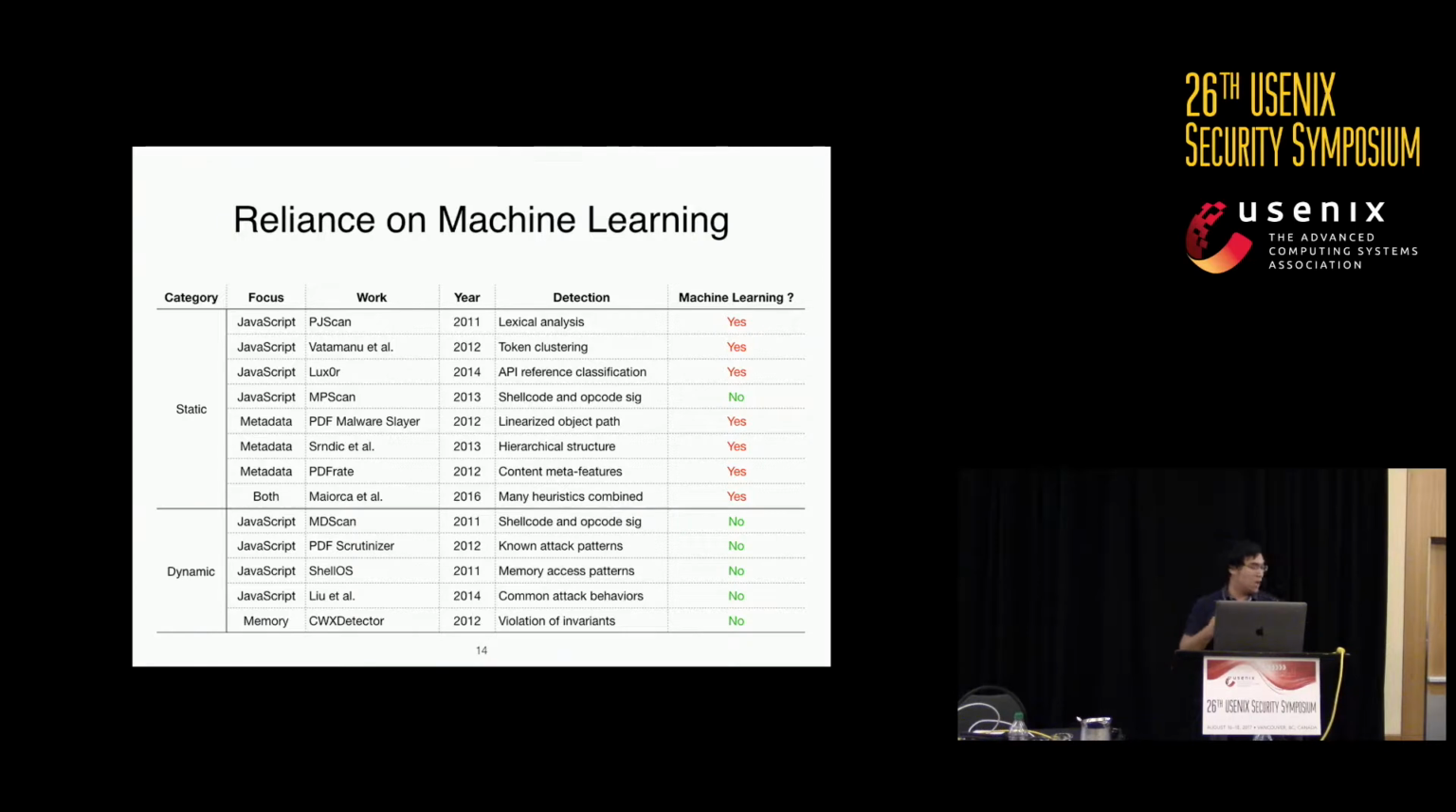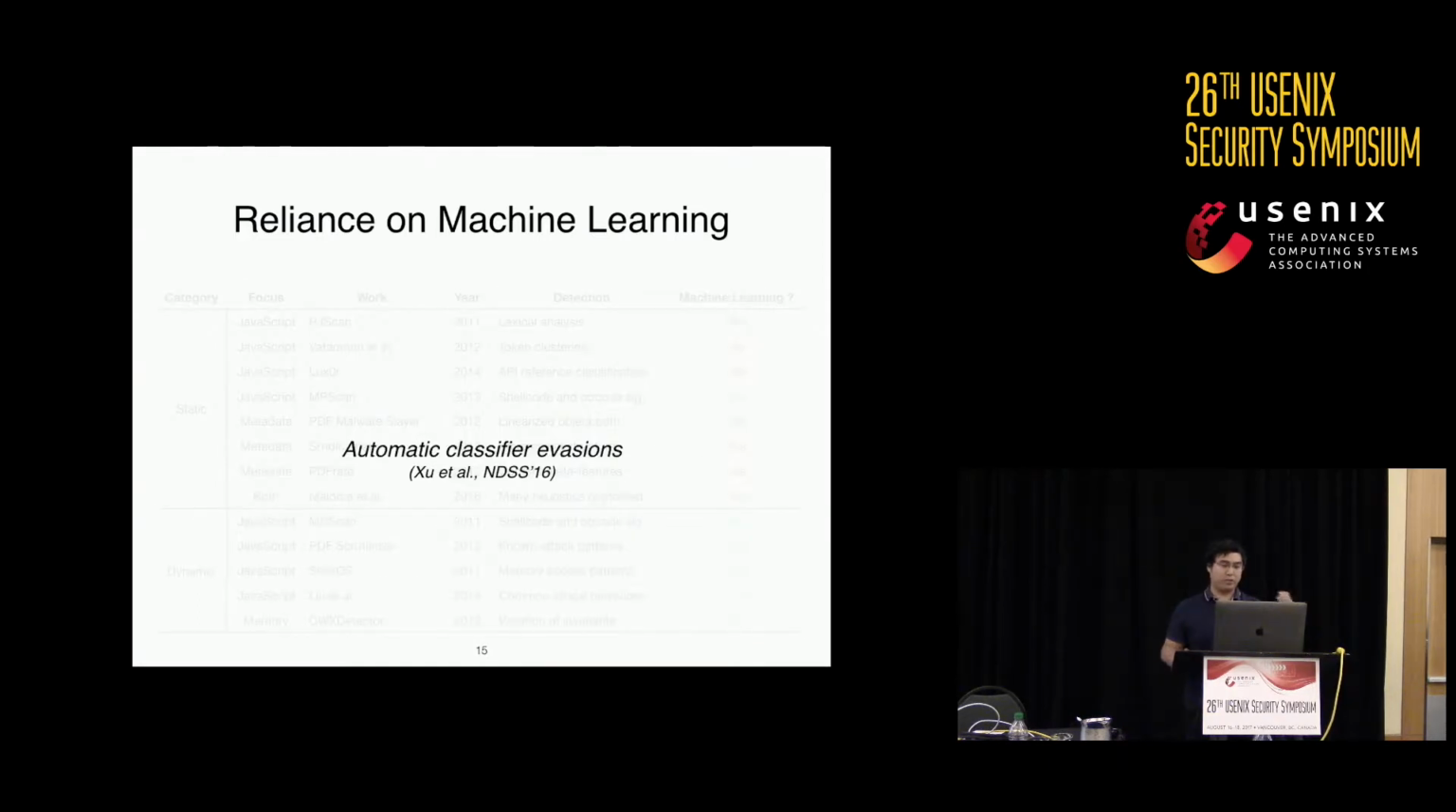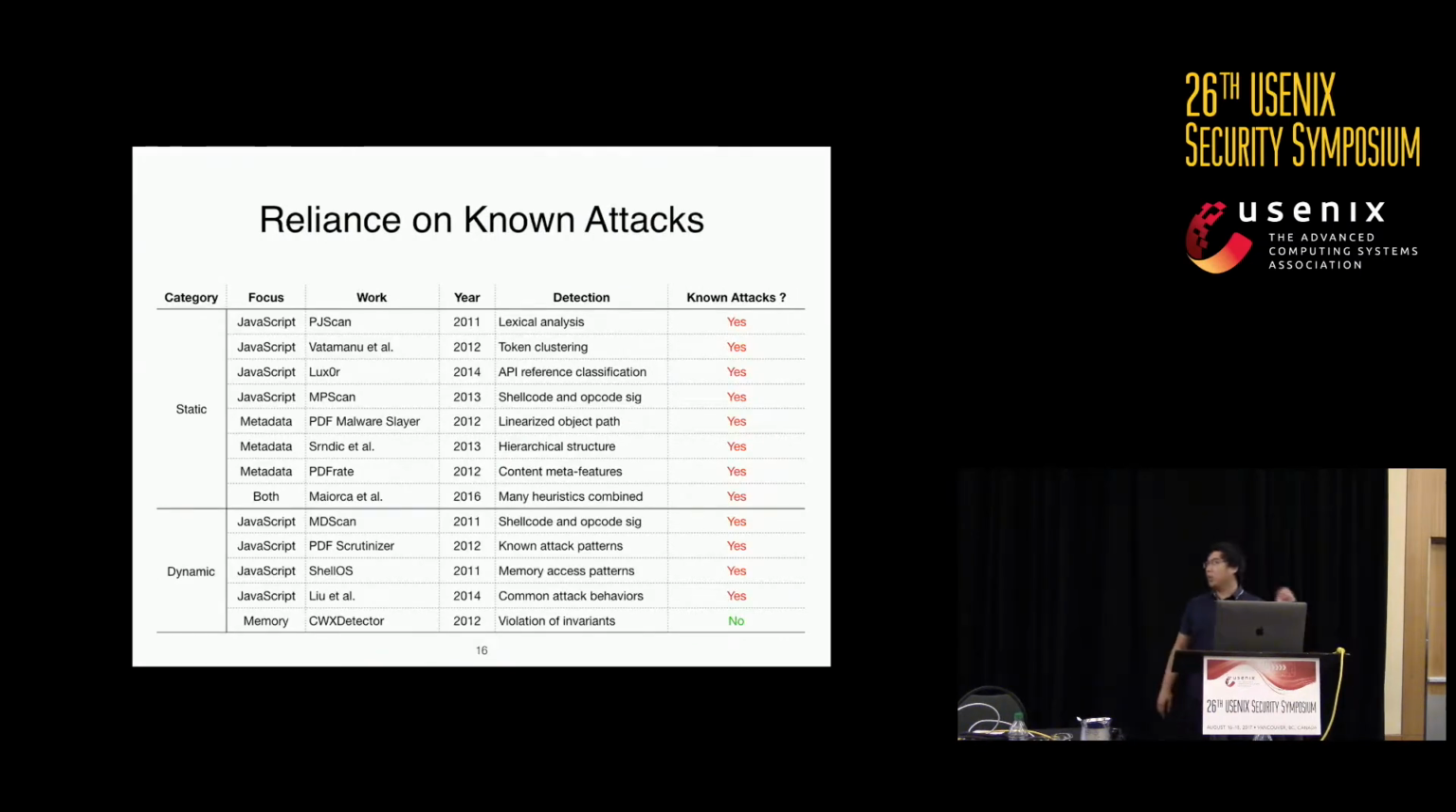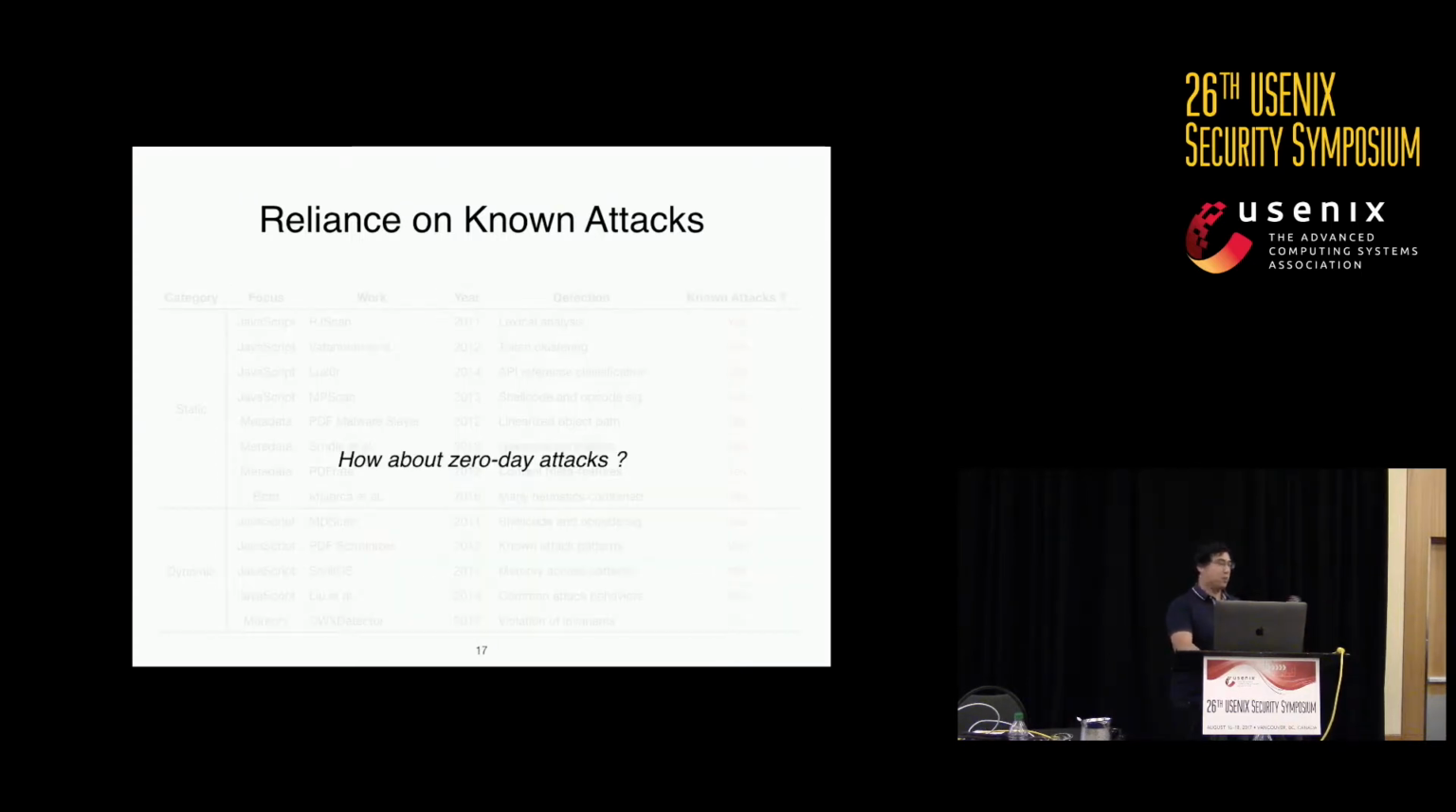There's also a large reliance on machine learning, as many of the works use it to learn features to categorize benign and malicious documents. But also last year at S&P, there were automatic ways to evade these classifiers. And almost all the works rely on known attacks. They have to see the attack first before they can come up with the patterns or signatures to detect these kinds of attacks. But what about zero days? There's a limited amount we can do with these approaches.